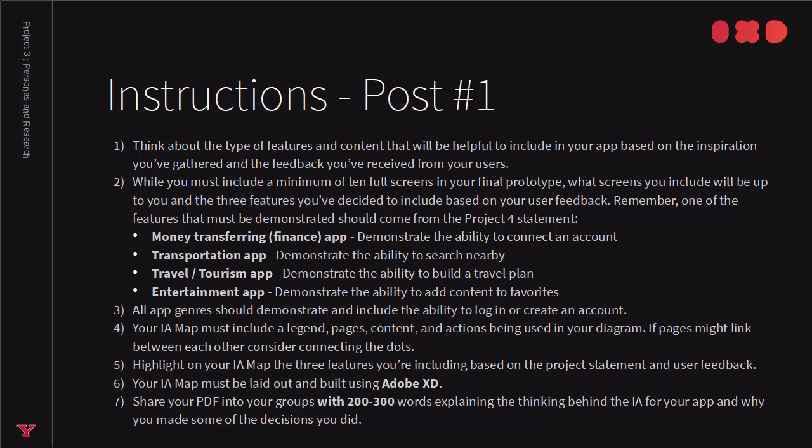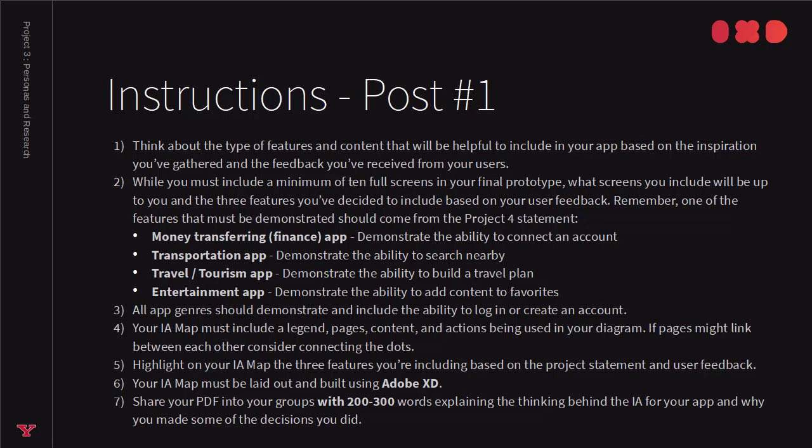Now, as you lay out your IA map, what would be helpful to me, and maybe helpful to your classmates, is to highlight those different features within the IA map. Maybe that's a little star next to it. Maybe it's highlighted with a different color in your legend, to show when the user would be able to fulfill that feature, or how they would demonstrate the ability to fulfill that feature.